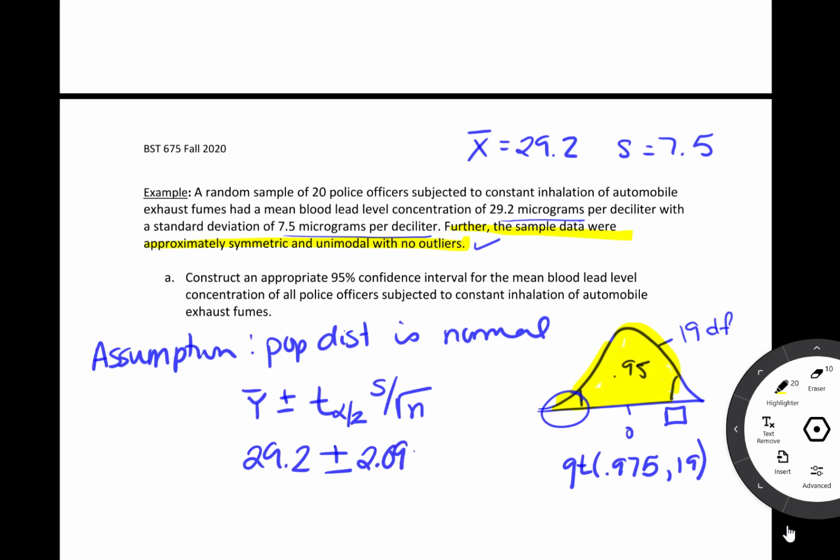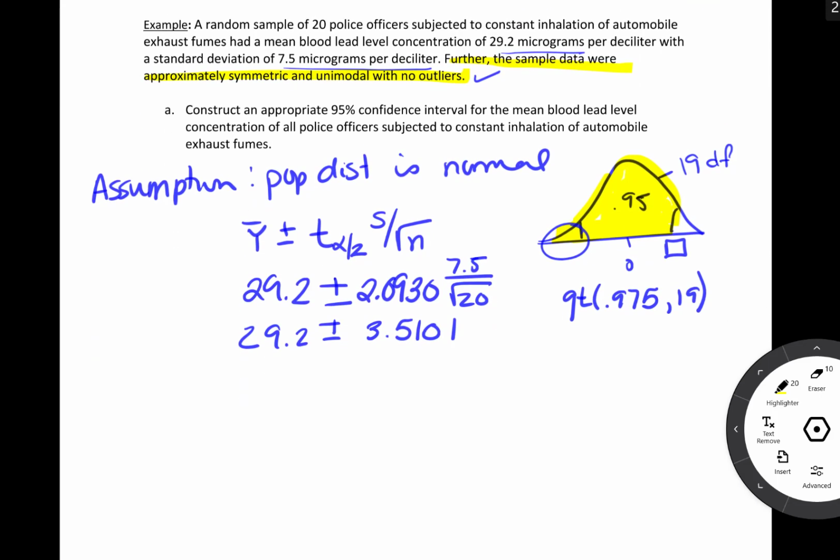We'll go ahead and take that out to more decimal places. 30. Our sample standard deviation was 7.5, and again we had 20 in our sample. So the next thing you want to do is put this in your calculator. And I got the following. We've got 29.2 plus or minus 3.5101.